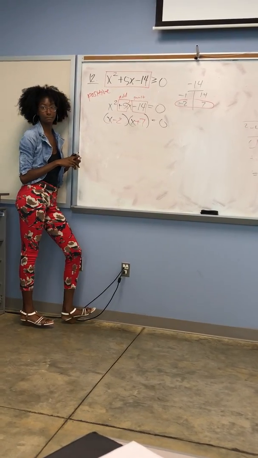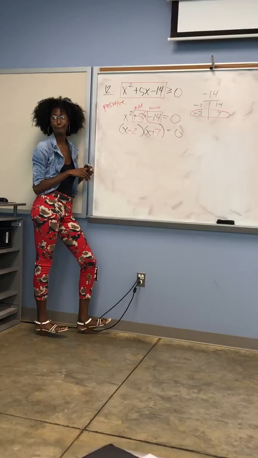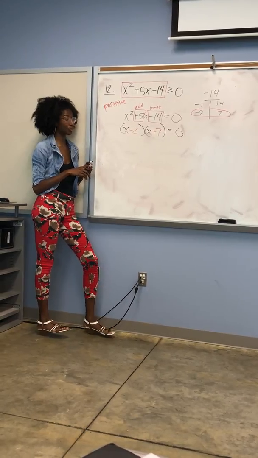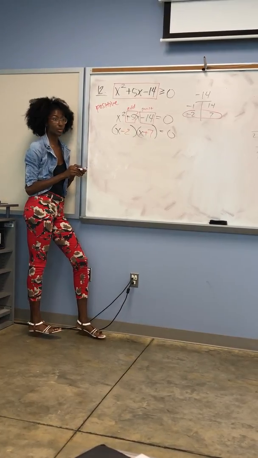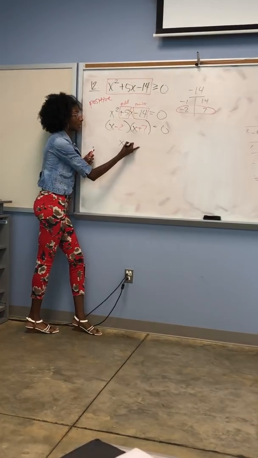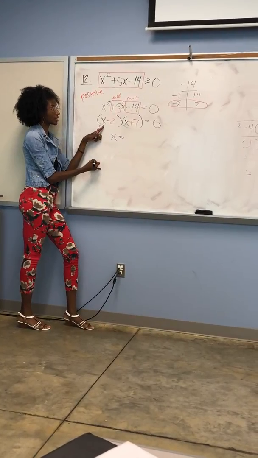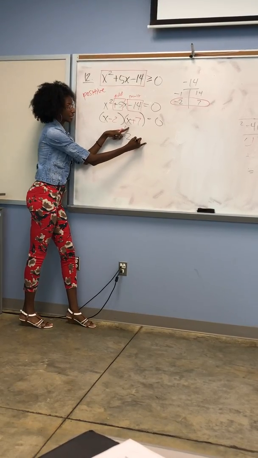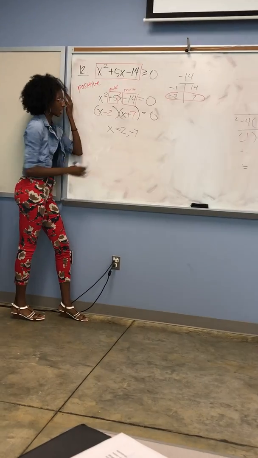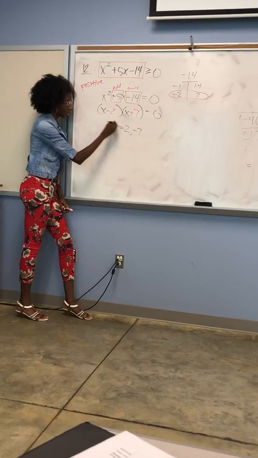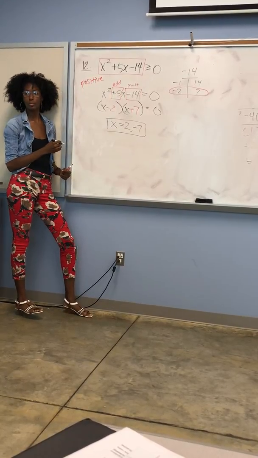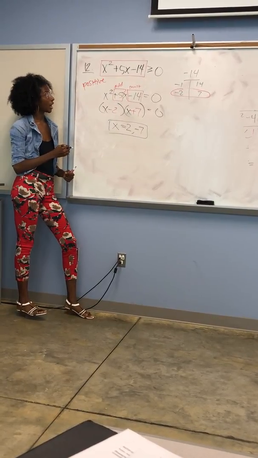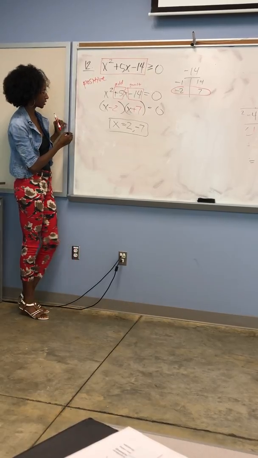And then what do we do? We have something times something equal to 0. So we set them both equal to 0, and that will tell us that x is equal to 2 and x is equal to -7, right? You can just take the opposite signs, okay? Remember, there's 2 ways to work these problems. I'll do it both ways.